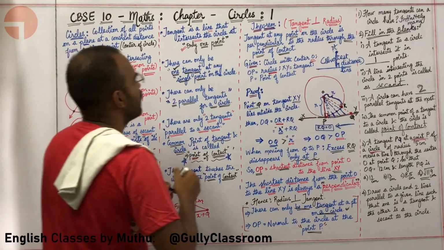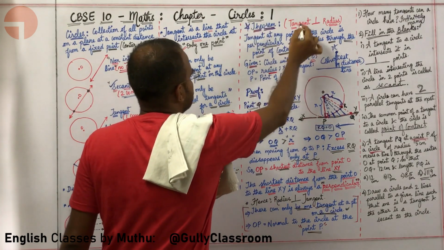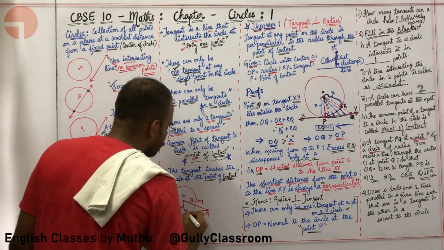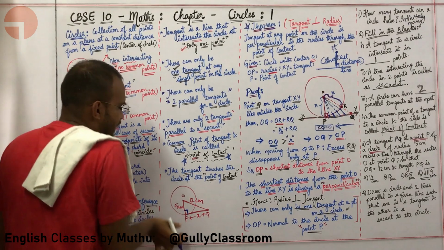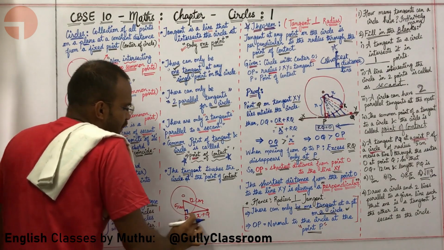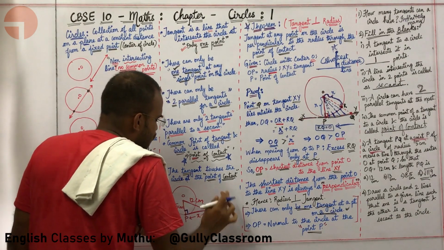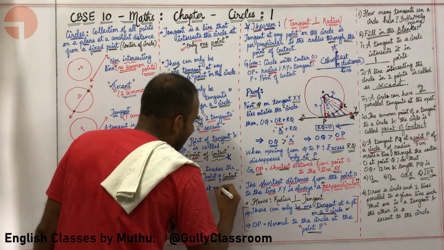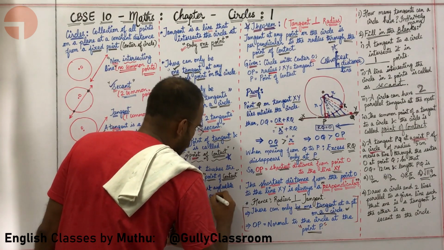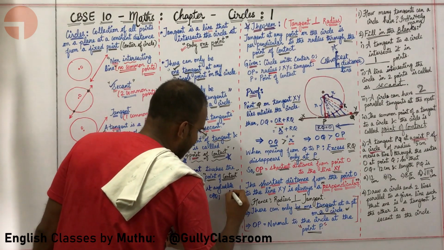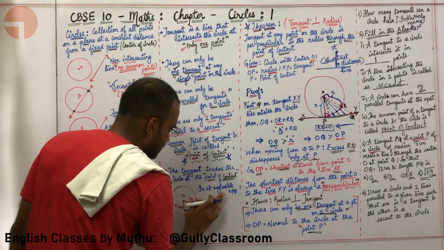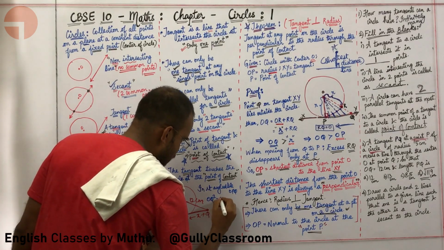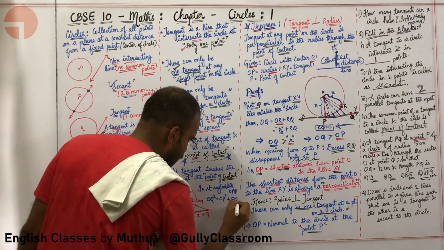Just now, a couple of minutes ago, I proved in a theorem that the tangent and radius are perpendicular to each other at the point of contact. So I am going to put right angles over here. Here the radius OP is perpendicular to the tangent PQ. Because this is perpendicular, I can write Pythagoras theorem. In right angled triangle OPQ, which is the hypotenuse? The side opposite to the right angle. OQ square is equal to OP square plus PQ square.